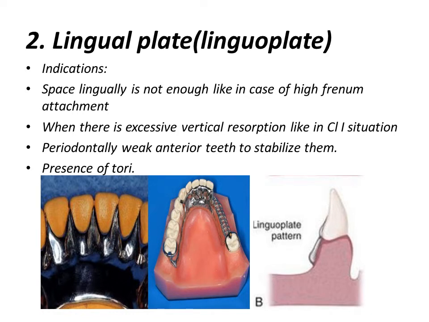And in the presence of tori, a torus will mainly be in the floor of the mouth, so we don't have such space for a mandibular lingual bar. We use lingual plates, and it will be extended to the cingulum of the teeth.